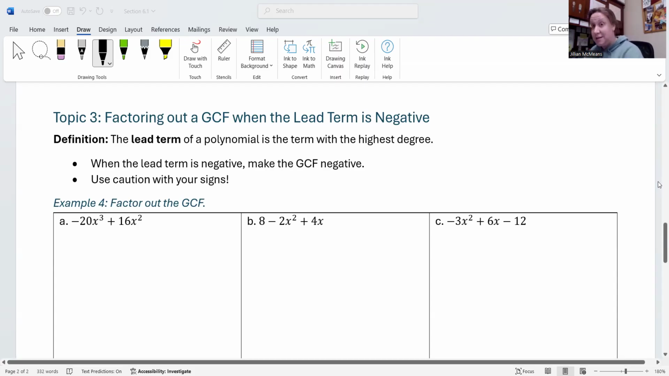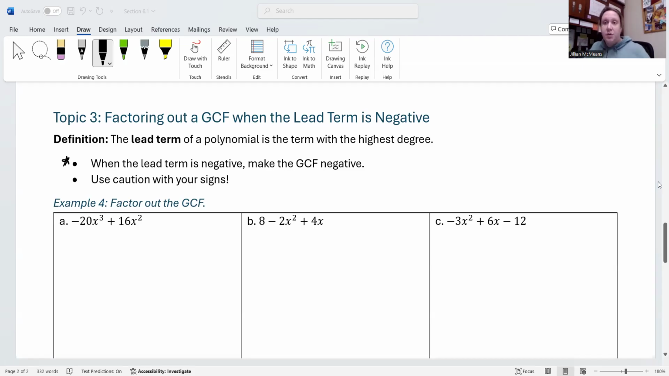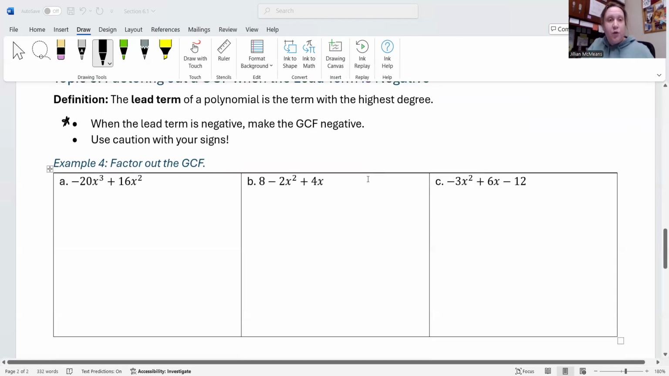If the lead term is negative, you do need to make your GCF negative. So that's what we're talking about here. So when the lead term is negative, make the GCF negative, and then just use extreme caution with your signs. Otherwise, the process is the same. We find the GCF, we divide all terms by the GCF, and then the final answer is going to be the GCF times whatever you get when you divide. So that quotient.